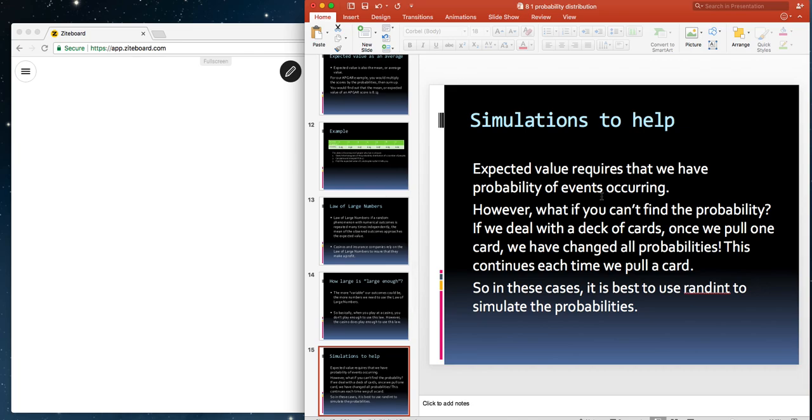Sometimes if you don't know the probability of something occurring, you can use simulations. Simulations are when you assign numbers to mean certain things, and then you use the random number table. We kind of did that a lot in the last chapter, so I'm not going to really worry too much about simulations.